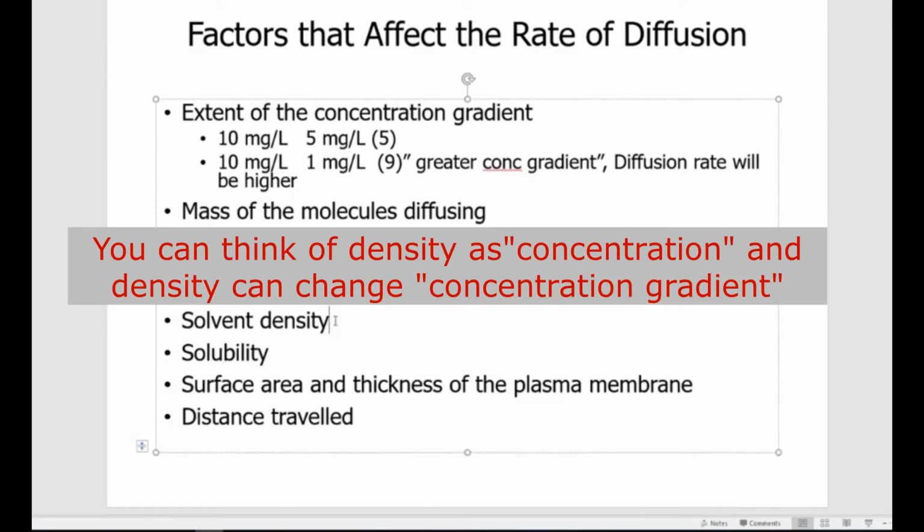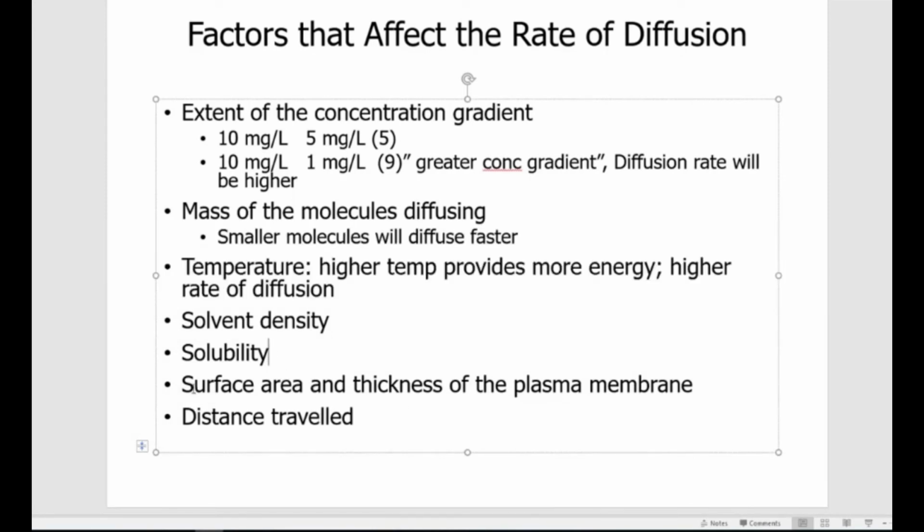Solvent density, you can skip this one. This is not a very common one. Solubility, so that depends on the lipid solubility, right? If you're more lipid soluble, then you probably will diffuse faster. Surface area, thickness, okay. So more surface area, more diffusion. The thicker the plasma membrane, the more difficult for things to move through. So greater surface area will increase diffusion rate, but thicker plasma membrane will decrease diffusion rate.